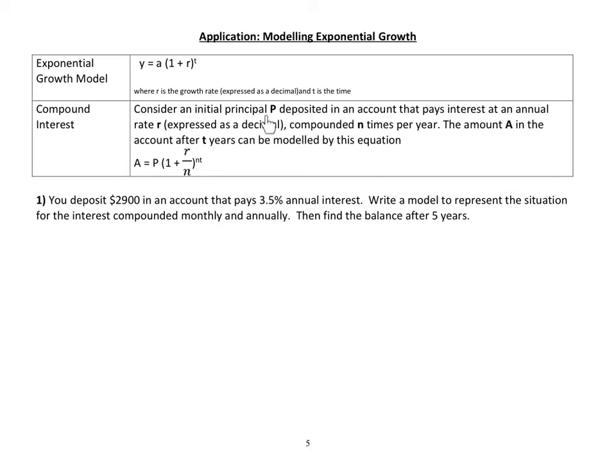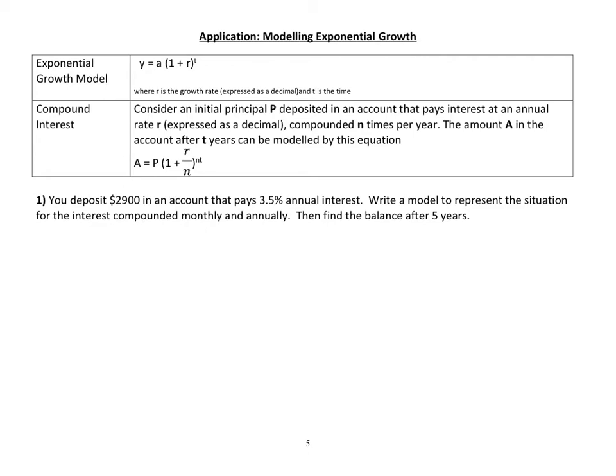So here, if you consider the initial principal, P, deposited in an account that pays interest at an annual rate, R, expressed as a decimal, compounded n times a year, the amount A in the account after T years can be modeled by this equation right here.